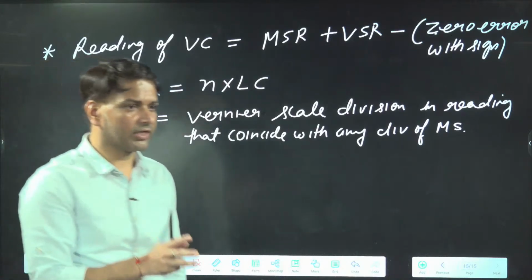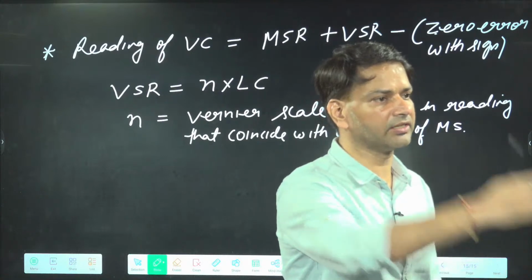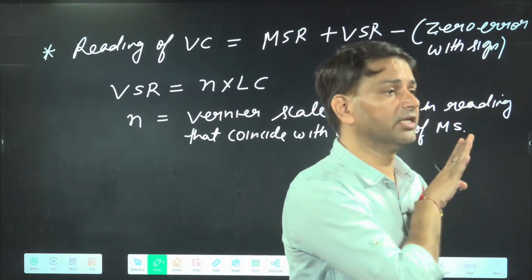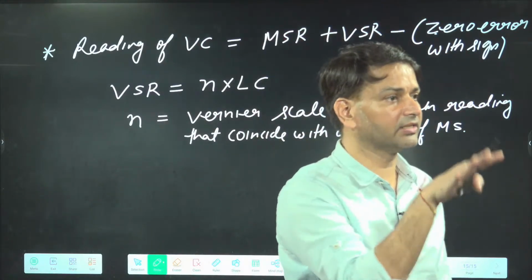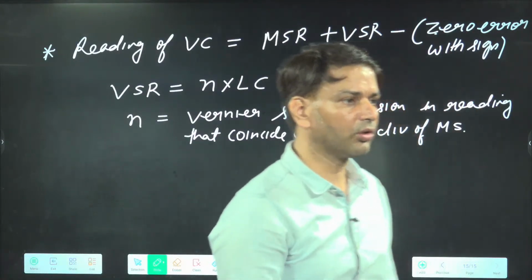So one data they will give for the least count, like 10 divisions of the Vernier scale are equivalent to 9 divisions of the main scale. That data is given for the least count. Then for the reading they will give the N value, the Vernier scale division. That Vernier scale division, here you will take as the N value.